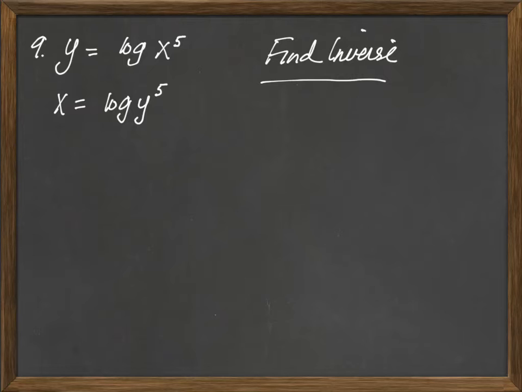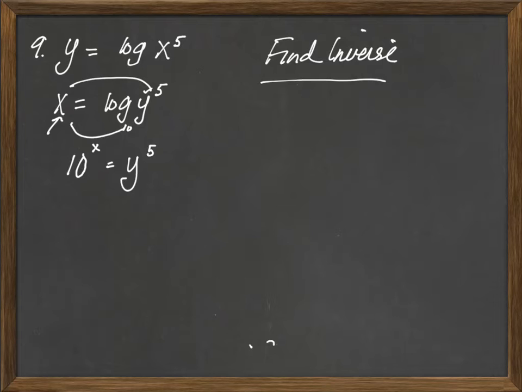Okay, and then you're going to put it into exponential form. So your base is 10, and this exponent is the x. I got rid of the log, so x equals y to the 5th. So you would start out with the base, which is a 10, and then x equals y to the 5th. Okay, so we have to solve for y.